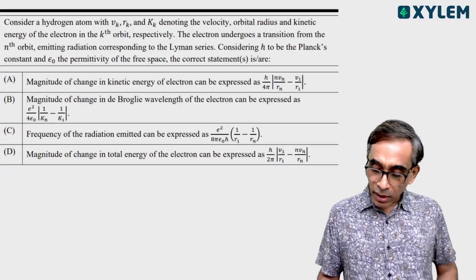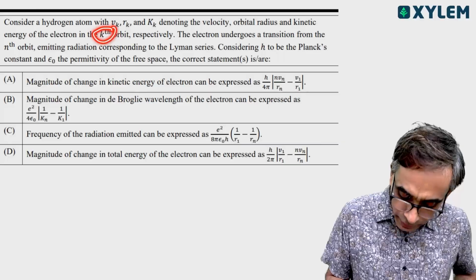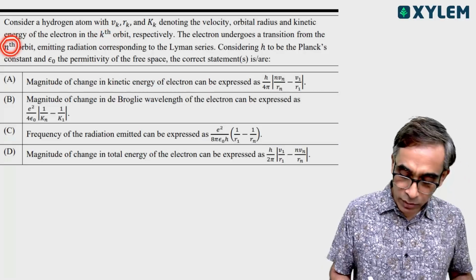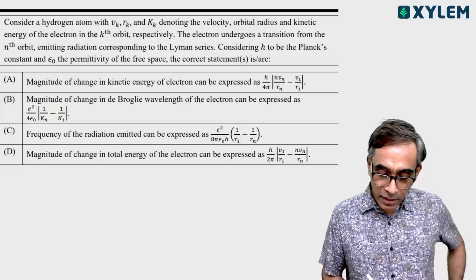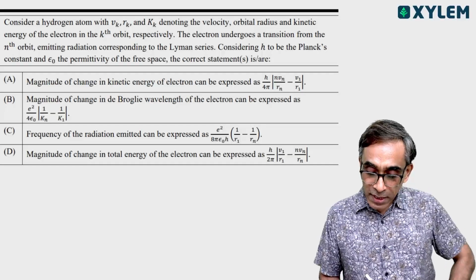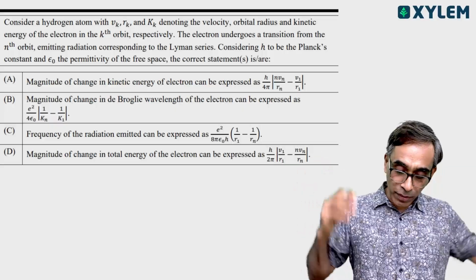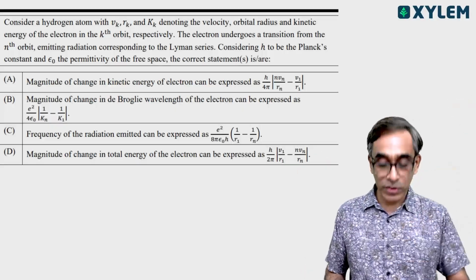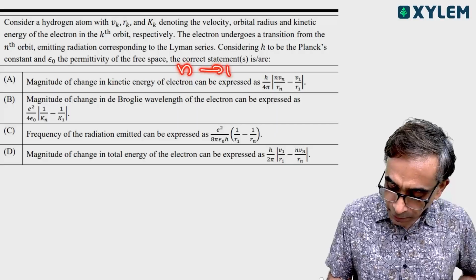The electron undergoes a transition from the nth orbit. So this is about the kth orbit, and you are talking about the nth orbit. So in all the terms, k will be replaced by n, emitting radiation corresponding to the Lyman series. Lyman series means it should be from the nth orbit to the ground state. So the transition is from n to 1.